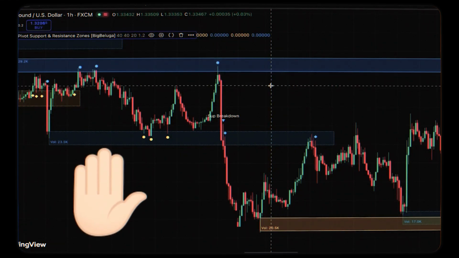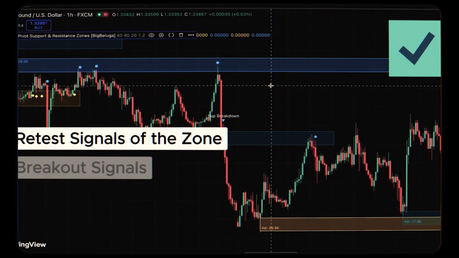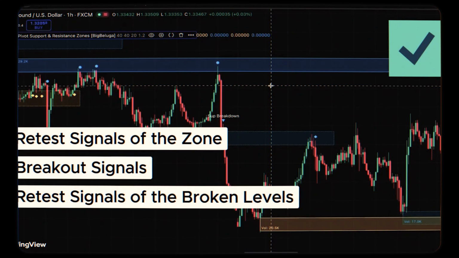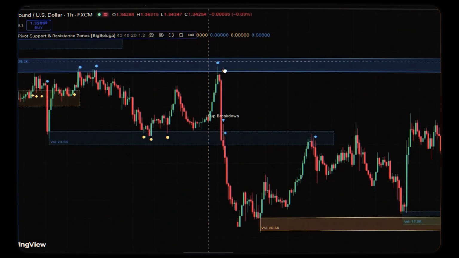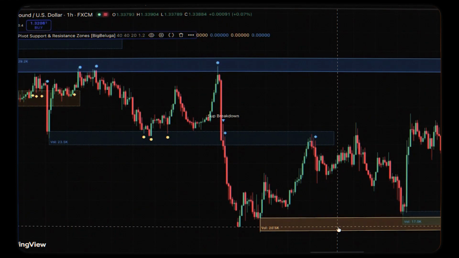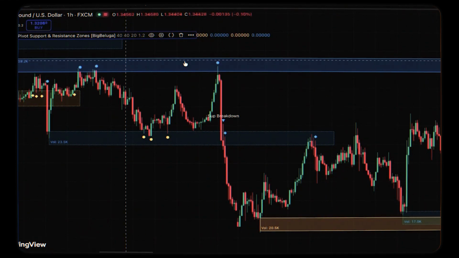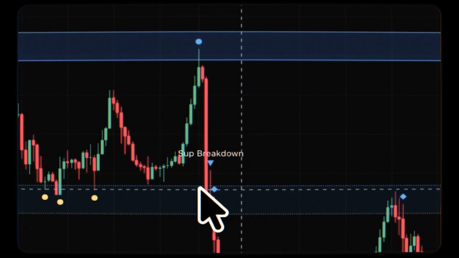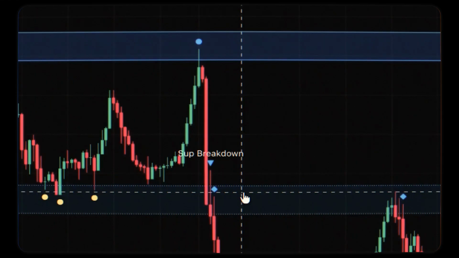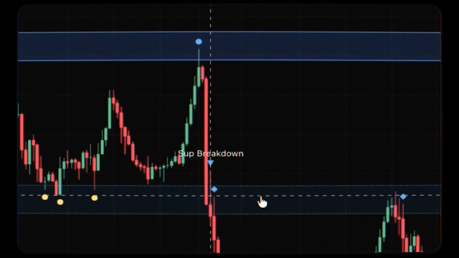But this is not all, and the indicator provides much more information. It gives retest signals of the zone, it gives breakout signals, and it also gives retest signals of the breakout levels. It also provides information about cumulative volume delta, which can help you with confirmation of trade entries, support and resistance zones. The blue zones are resistance zones and the orange zones are support zones. When a zone is not broken yet, the border of the box is in the form of a solid line, and when a zone is broken, the border of the box is in the form of a dotted line. This will help you visually find out if a level is not broken yet or it is already broken.